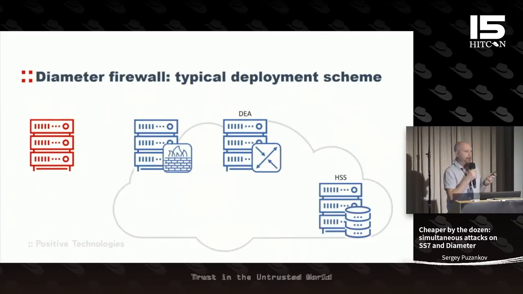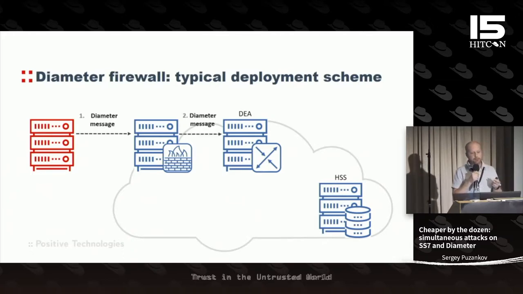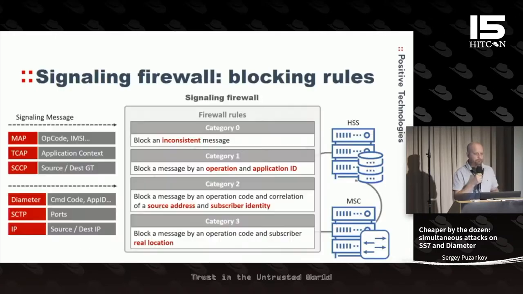Diameter firewall. This tool is usually installed inline. So it becomes a border point instead of the DEA. So all the signaling messages come to the Diameter firewall. The Diameter firewall inspects this message, and if this message is illegitimate, the Diameter firewall blocks it. Otherwise, it passes this message into the network to the DEA, and after that, the DEA routes it to any destination node.